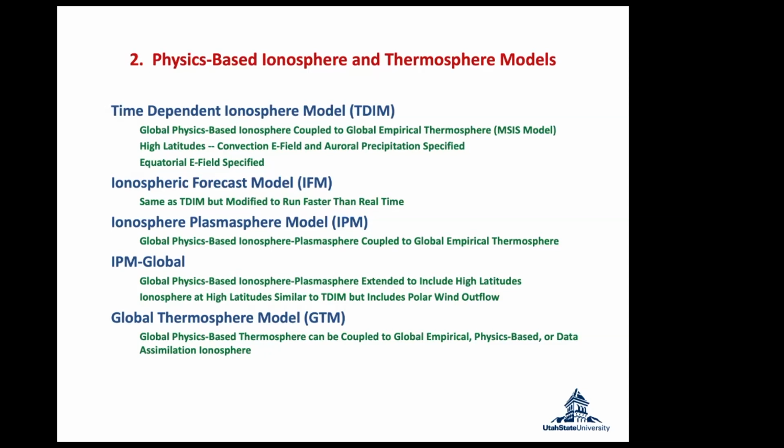The fourth model, IPM Global. This is a global physics-based ionosphere plasmasphere model extended to include high latitudes. The ionosphere at high latitudes is similar to the TDIM, but it includes a polar wind outflow at the upper boundary. The fifth model, the global thermosphere model, is a physics-based model coupled to either an empirical ionosphere, a physics-based ionosphere, or a data assimilation ionosphere model. In what follows, I'm going to take 3 of the models and go into a little bit more detail so you can see what the features are in the 3 models.